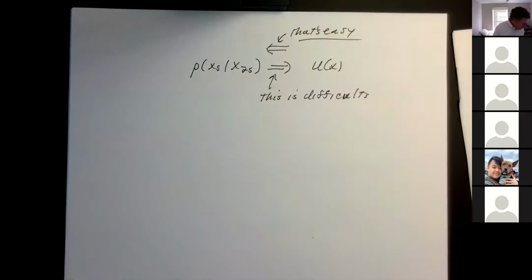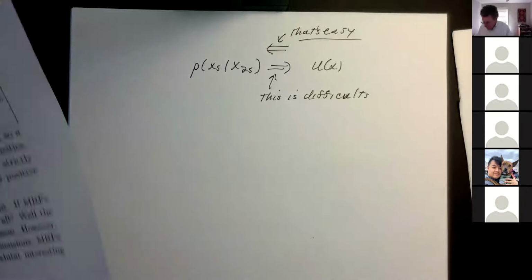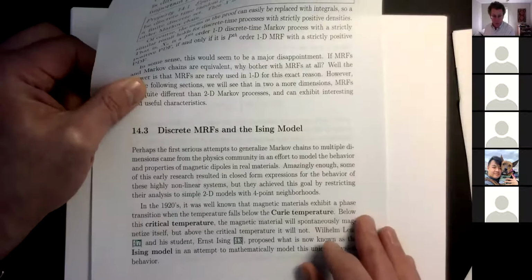Now, okay. So I think what I want to do is, obviously this is going to have to be a little compressed. So what I want to do, oh, the Ising model. There's a thing called an Ising model. It comes up in physics. It's pretty cool, okay?